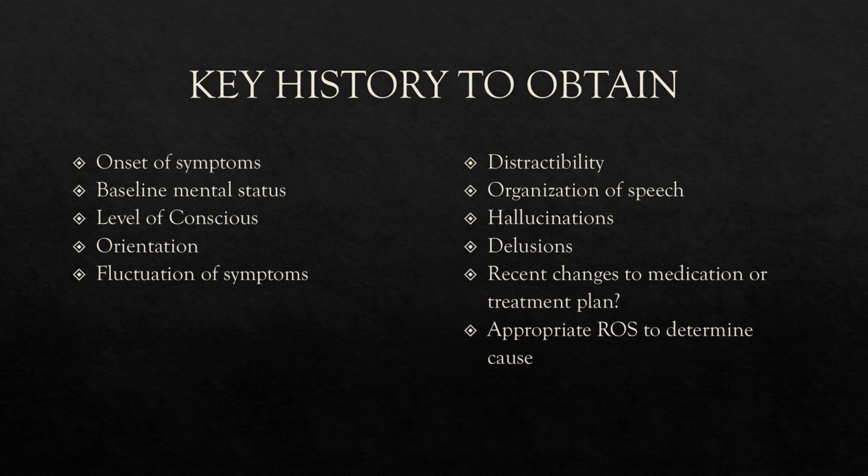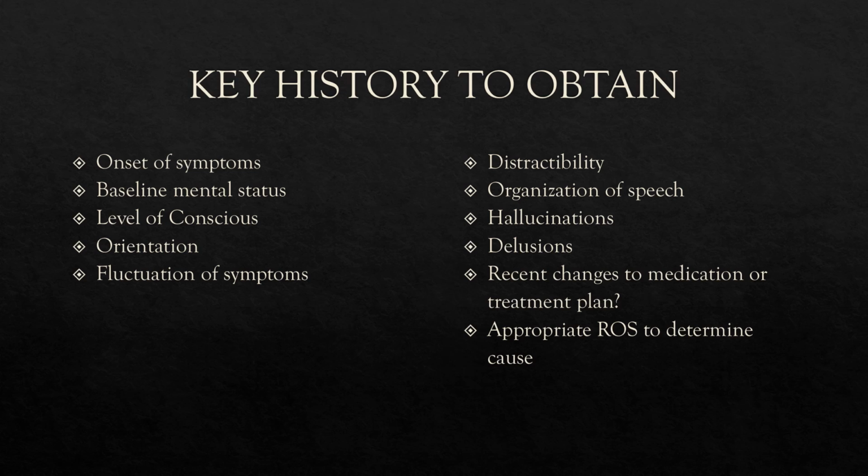If you are considering delirium as a differential diagnosis, there are some key pieces of history to obtain. First, you want to know the onset of symptoms, both in timing as well as what symptoms were occurring. You also want to make sure that you're understanding if the symptoms were fluctuating and the time period as to when the fluctuations occur. You want to know their baseline mental status so you have a comparison. You want to ensure that you understand the patient's level of consciousness as well as their current orientation.